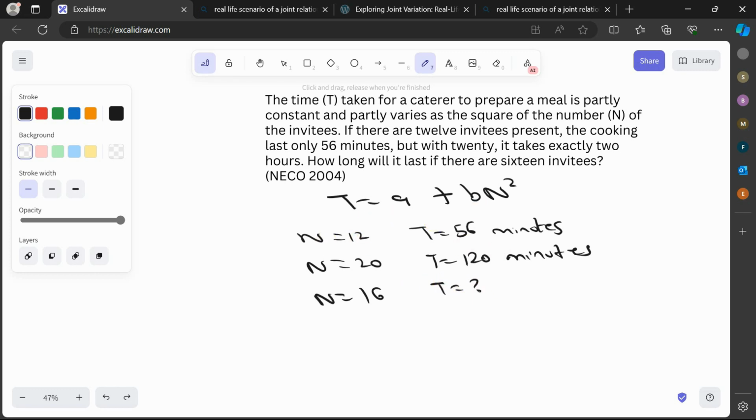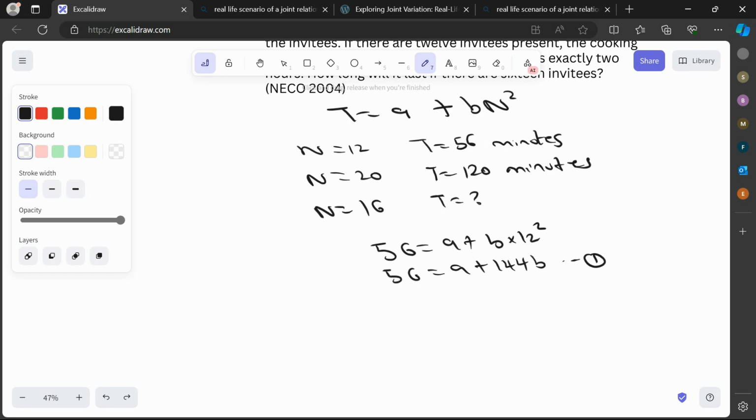Let's plug in the first one. So t here is 56, equal to a plus b times 12 squared. So 56 is equal to a plus 144b, since 12 squared is 144. This is equation 1. Now for equation 2, let's substitute the second one. So n is 20, t is 120. So 120 is equal to a plus b times 20 squared. So 120 is equal to a plus 400b. This is equation 2. So what can we do?